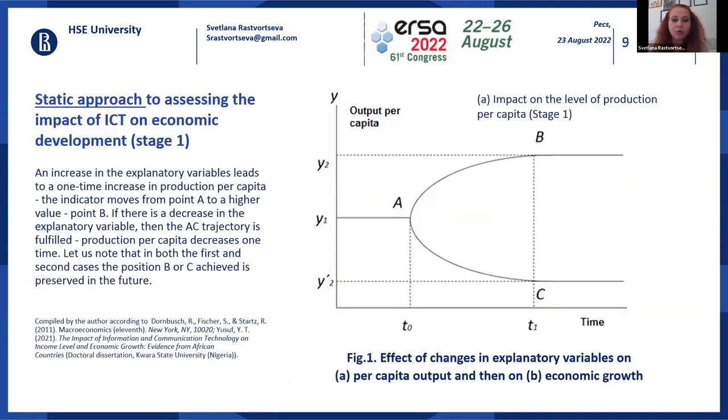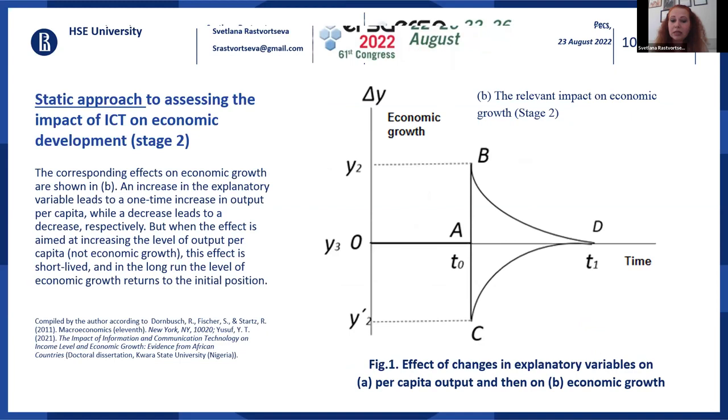I tried to prove this in two ways, using static and dynamic approaches. In the static approach, we estimate the impact of various ICT groups on GDP per capita. We assume that the increase of ICT leads to an increase of GDP per capita, and we move from point A to B, or to C if we speak about a decrease. But this improvement is only for 1 year, and next year a new impact on economic development will be needed. On the next slide, we see that there is no long-term economic effect.